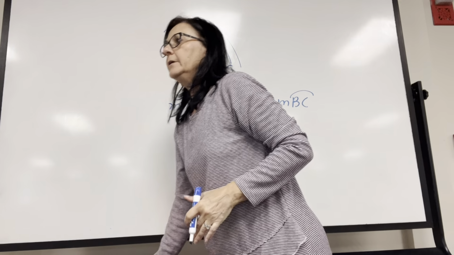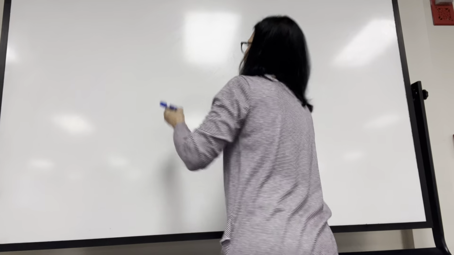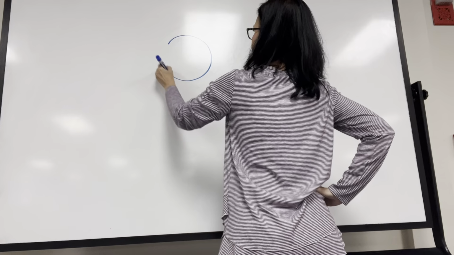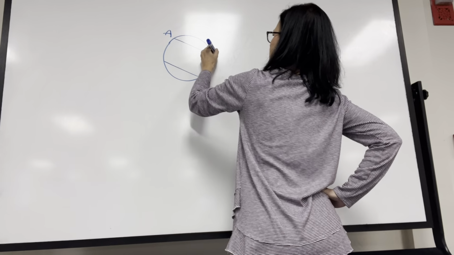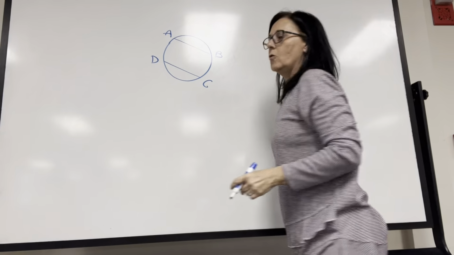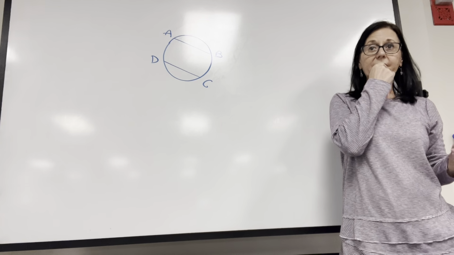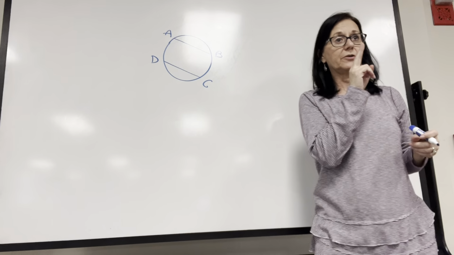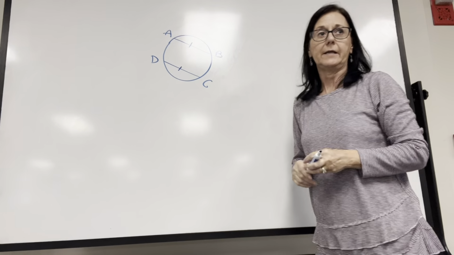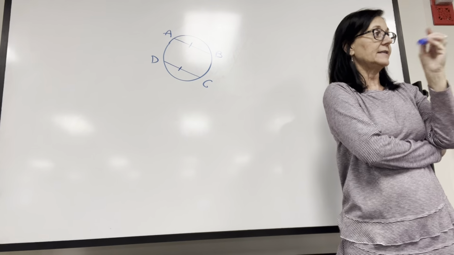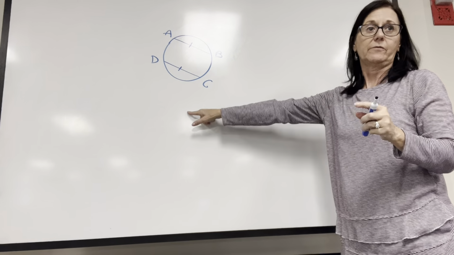There's another concept. Do y'all remember what a chord is? Chords are drawn inside circles. Their endpoints lie on the circle. There are two concepts that will always be true. If I tell you that chord AB equals chord DC, if those two chords are equal and I tell you that they're equal, then you can know their arcs are equal.